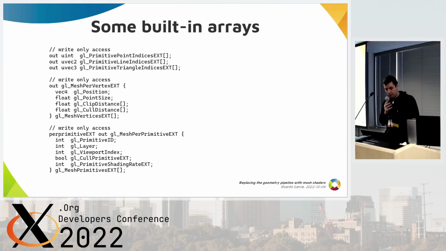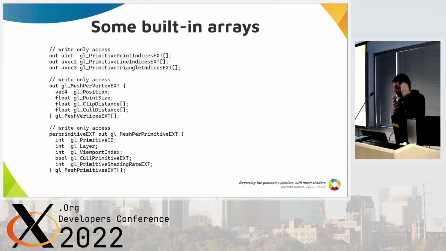So just to show you a few more details, these are the built-in arrays used for geometry. There are arrays of indices for triangles, lines, or points, depending on what the shader is supposed to generate. And the mesh vertices EXT array that we saw before can contain a bit more data apart from the position. You have the point size, the clip distances, and cull distances, for example. And then there's a third array that I didn't use before. I'm showing it here for the first time.